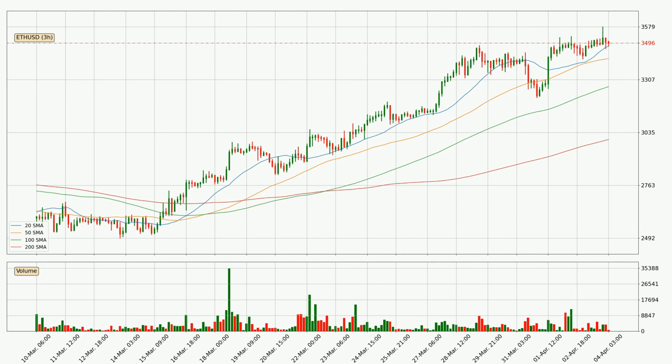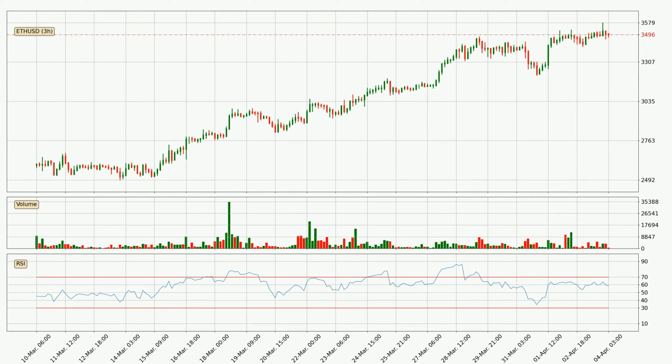Jumping to the 3-hourly relative strength index, the current 3-hourly RSI is at 59. So it doesn't show signs of overbought or oversold conditions at this point. Looking for divergence in the 3-hourly time frame, there is a bearish divergence, which means the price could go down from now or at least consolidate for some time.